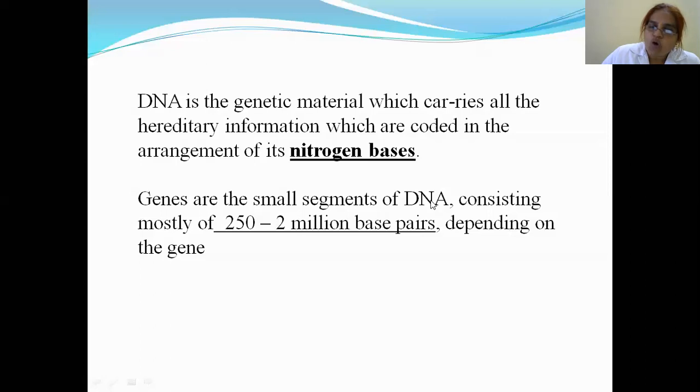A small segment of DNA is known as a gene. It consists of about 250 to 2 million base pairs. This base pairing capacity mainly depends upon the size of the gene.